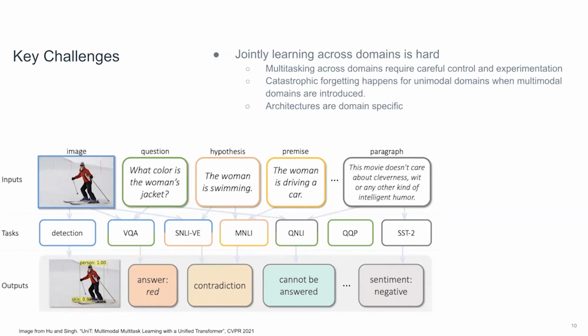So when you try to move from unimodal domains, which are NLP and CV, to the multimodal domain, you usually lose information. There is a forgetting that happens. You either do well at the combination of the tasks but start doing worse on the unimodal tasks, which is not something that we want. Also, the architectures are very domain specific, as we discussed. We have ViT, we have transformers for text, but we can't really directly combine them.